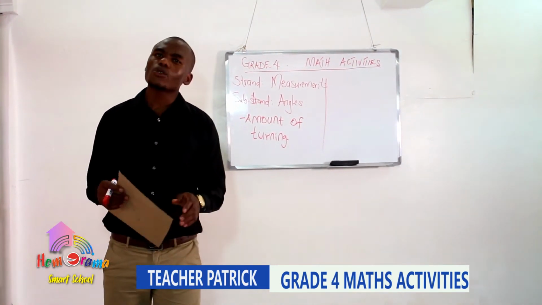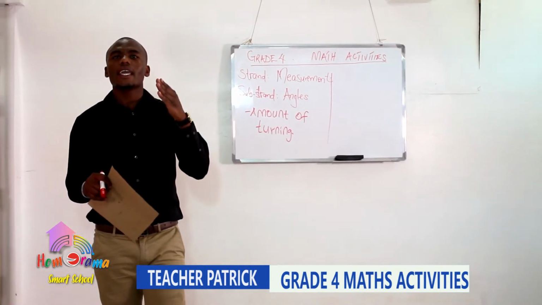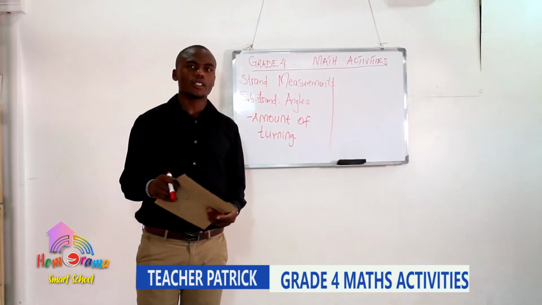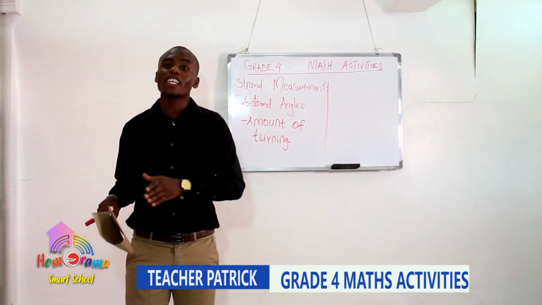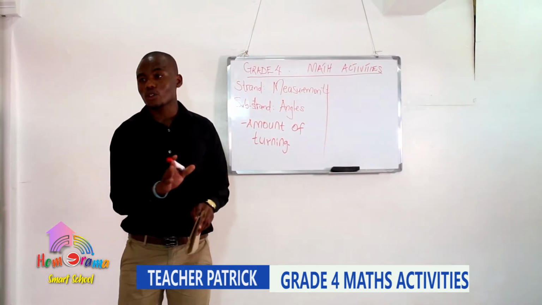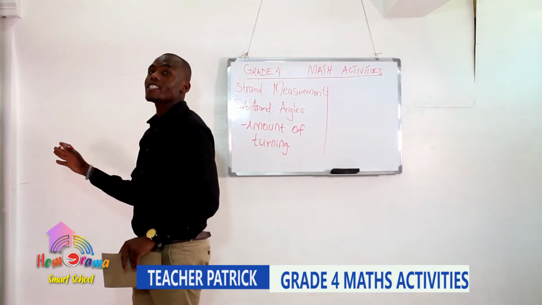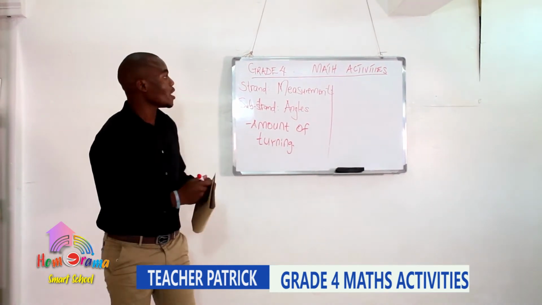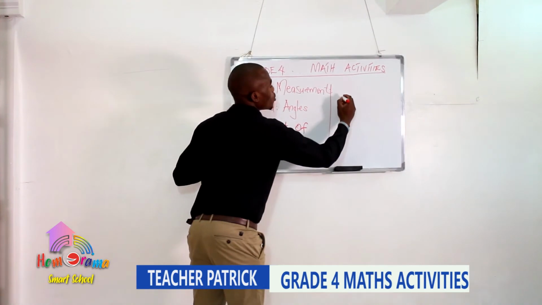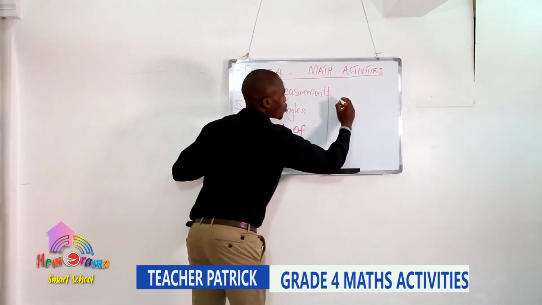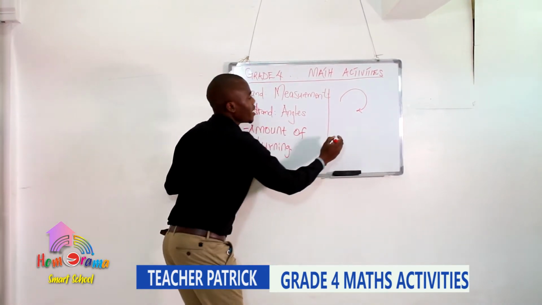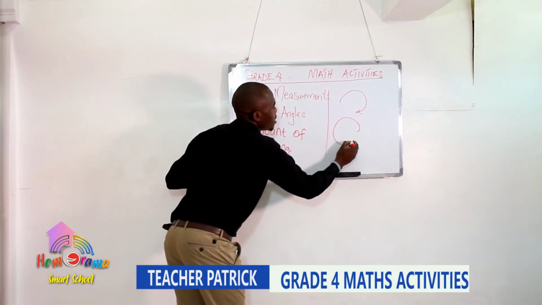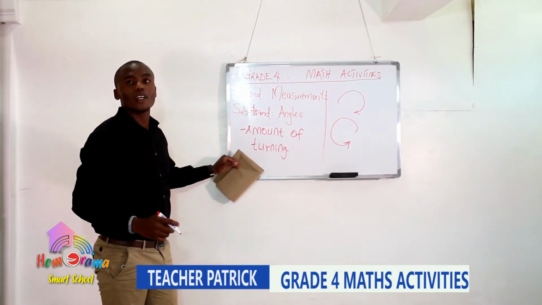Now, in our previous lessons, we talked about the directions, the clockwise and the anti-clockwise direction. When you're turning to the right, that one is the clockwise direction. When I decide to turn to the right, this is my right hand, I'm going to turn to the right. This is the clockwise direction. When I decide to turn to the left, this is my anti-clockwise direction.